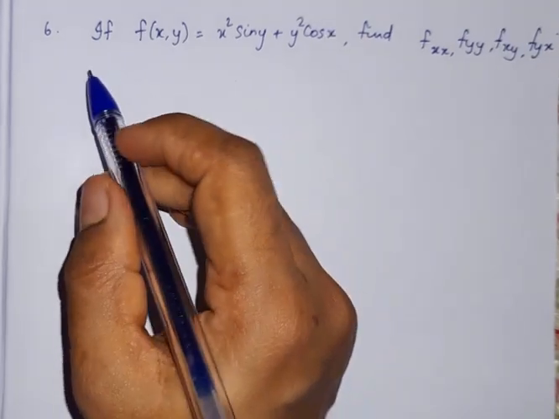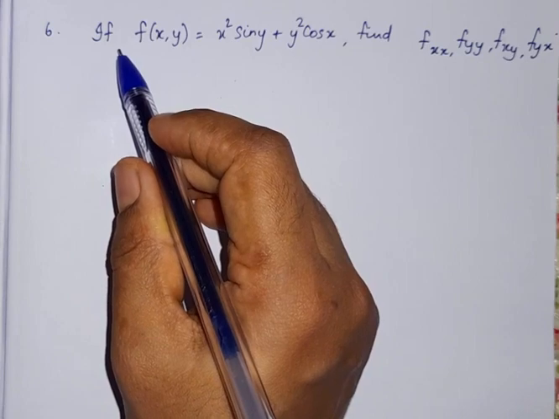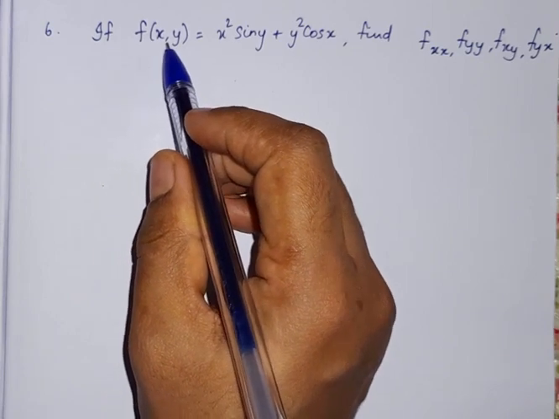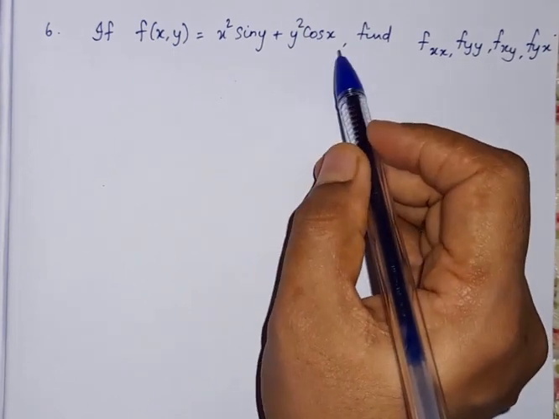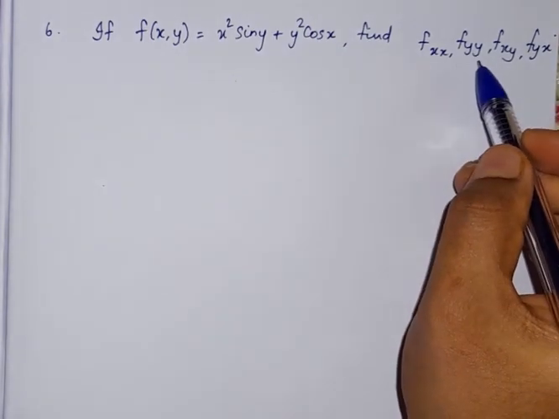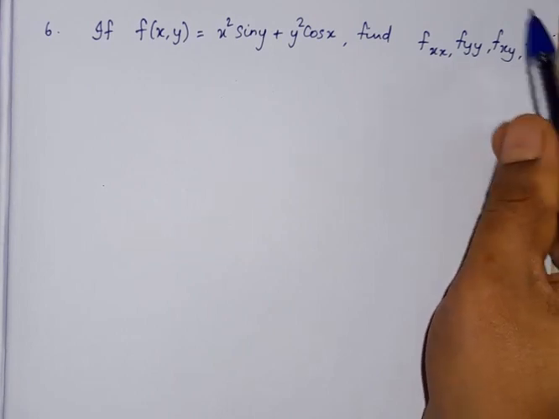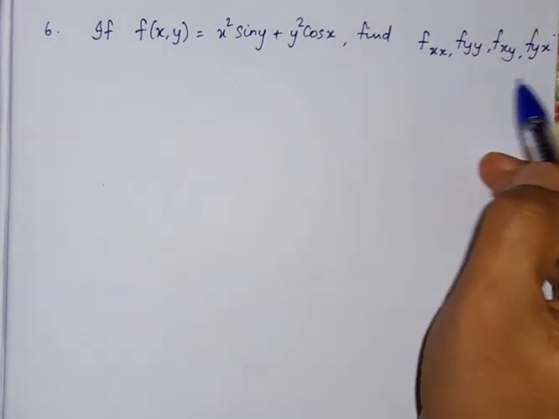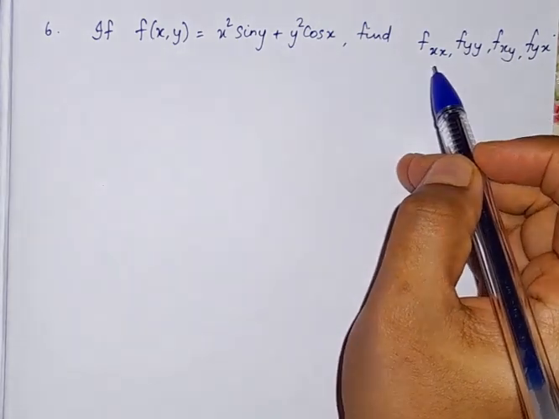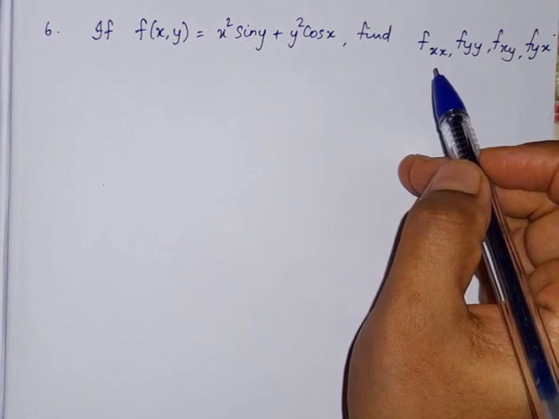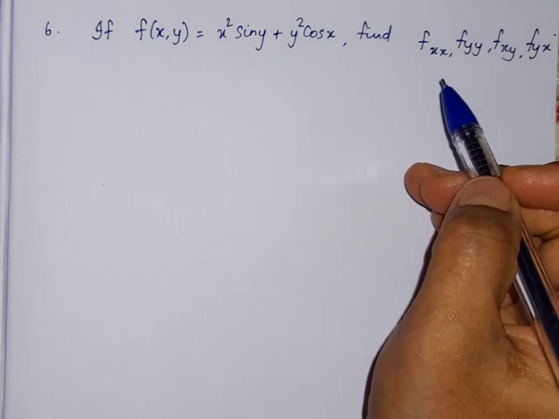All. Now let's see the sixth problem under partial derivatives. If f of x comma y is equal to x square sin y plus y square cos x, find fxx, fyy, fxy, fyx. So everything is second order partial derivatives. For that you need to find first order partial derivatives first, then you can find the second order partial derivatives from those first order partial derivatives.